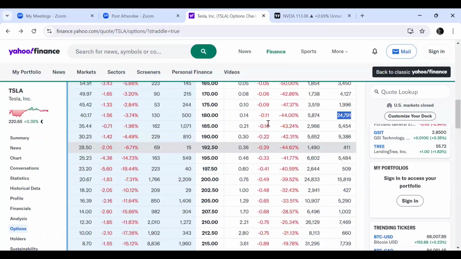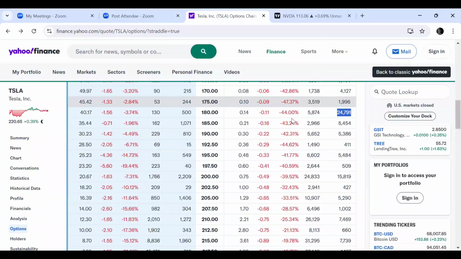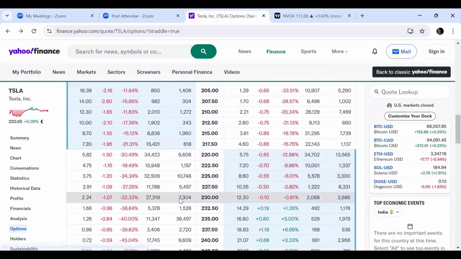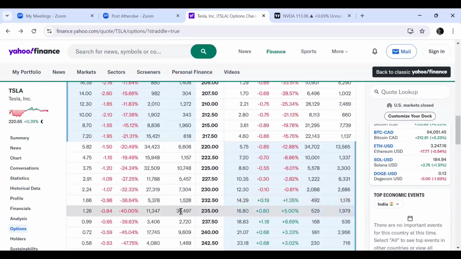So here it is forming a support level at $180. It is a support level because $180 can be considered as one support level, and here 15,000 contracts is also a very good number. You can consider $200 as another support level, and at the same time from 220 here, you can see 36,000 contracts. It is a very great resistance level.